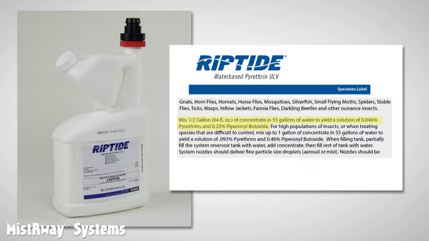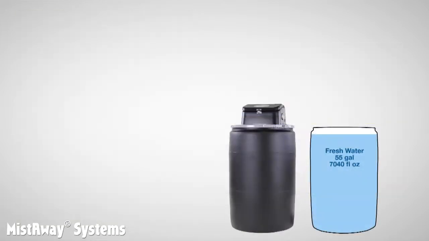Where do the percentages come from? Let's briefly review the arithmetic behind this. Let's start with a drum filled with 55 gallons of fresh water. To make the units work out, let's convert that to US fluid ounces. 55 gallons is equal to 7,040 ounces. Now let's add 1/2 gallon, 64 ounces, of Riptide to the drum and calculate the resulting concentration of pyrethrins in the solution.